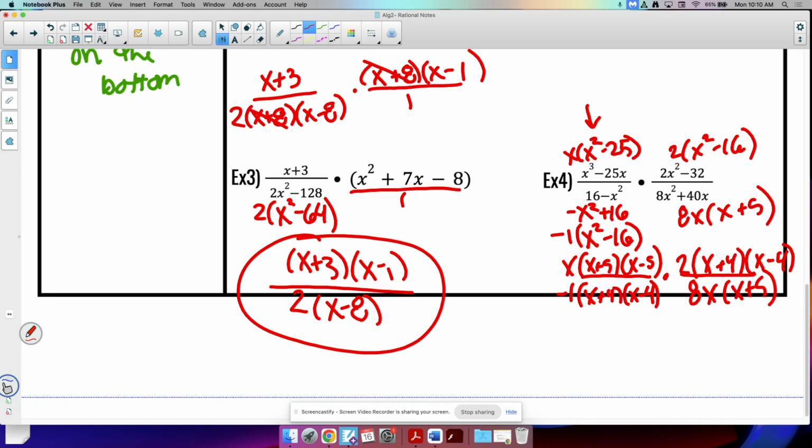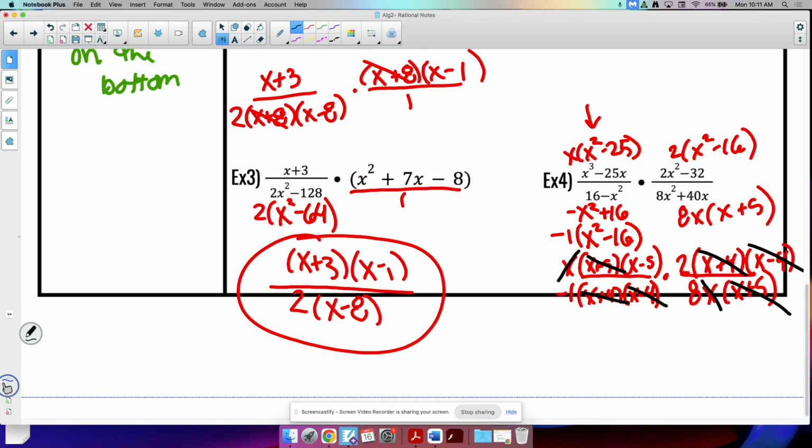The biggest thing about multiplying is just being able to get your factors right, because once you have everything factored, it's just the game of crossing things up. So what's something that is the exact same from top to bottom? X plus 4, x minus 4. X plus 5. 2 more. The x's, so these both have an x. And then last thing, what numbers up top? What numbers on the bottom?